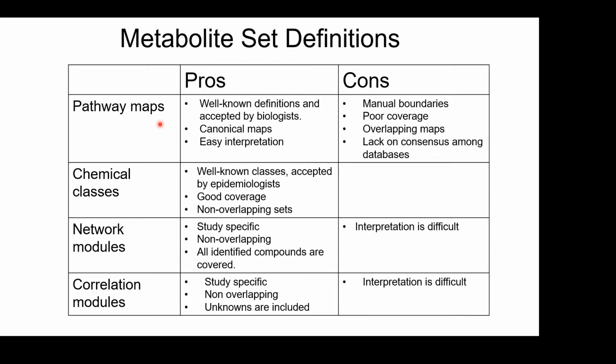Then we have network modules. These are based on reaction networks, where compounds are mapped to a biochemical reaction, whether experimentally observed or in silico reactions. If they are mapped into a network graph, we can use module detection methods for that graph and detect these reaction network modules.